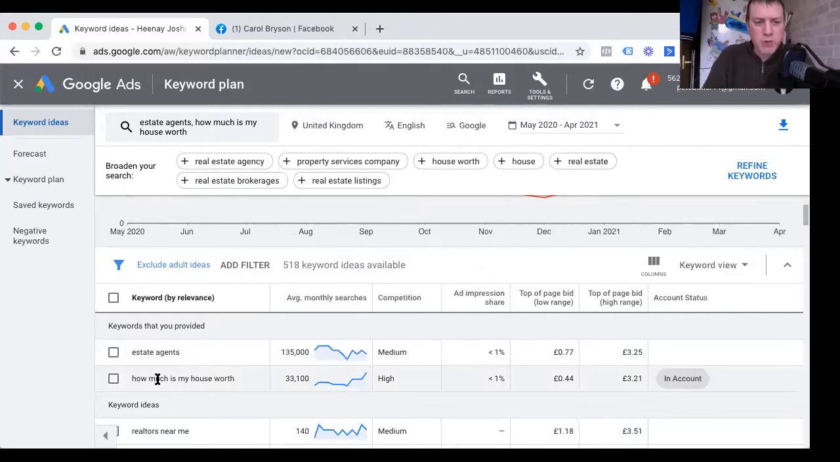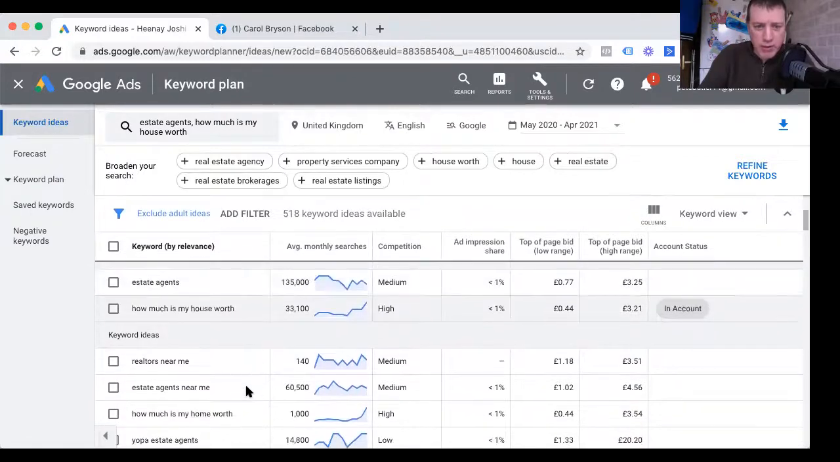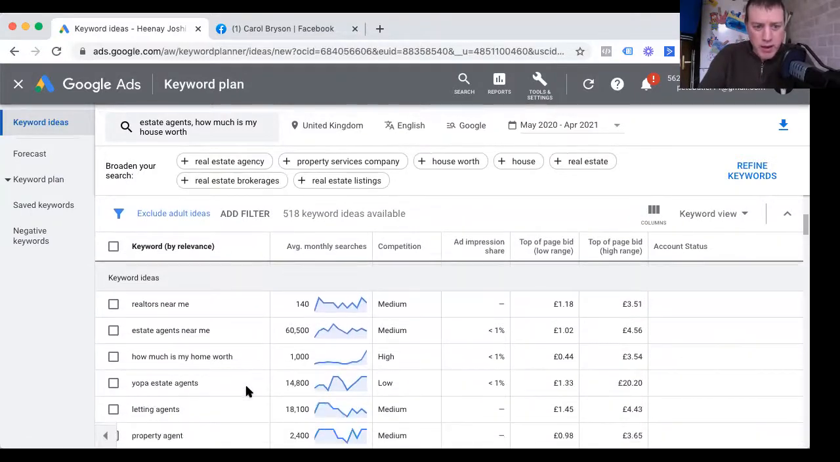How much is my house worth? That's when someone's like, I need to find out how much my house is worth so I can sell it. That's a really strong keyword for someone when they're thinking about it, and it always proves good for conversions as well. Send them to a form that helps them, give them a calculator or something that helps them calculate how much their house is worth, and you've got no problems.